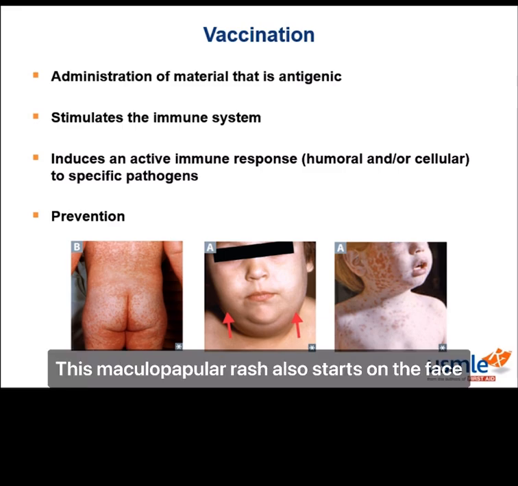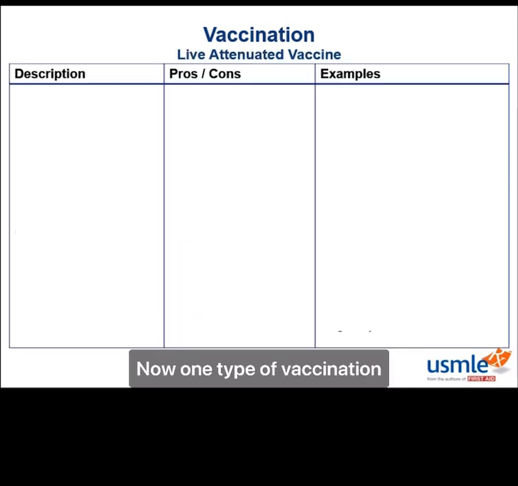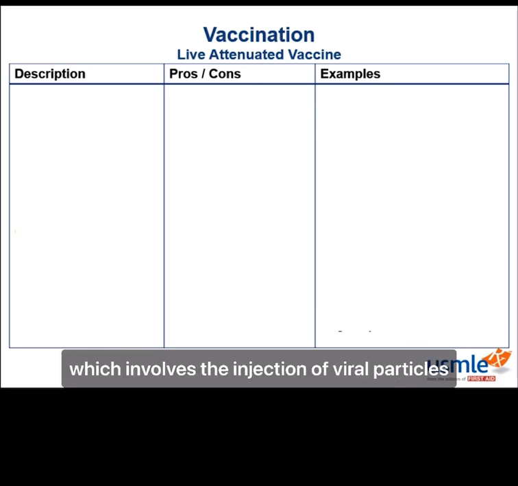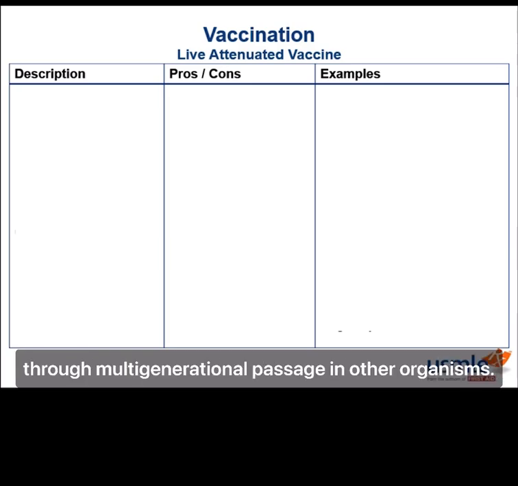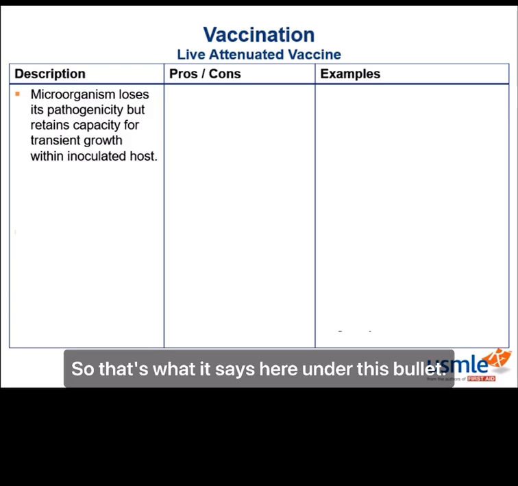This maculopapular rash also starts on the face and spreads to involve the trunk and the extremities. Now, one type of vaccination is the live attenuated vaccination, which involves the injection of viral particles that have lost their infectivity in humans through multi-generational passage in other organisms. But they still remain similar enough to the human infecting variety to induce active immunity and memory. So that's what it says here under this bullet.